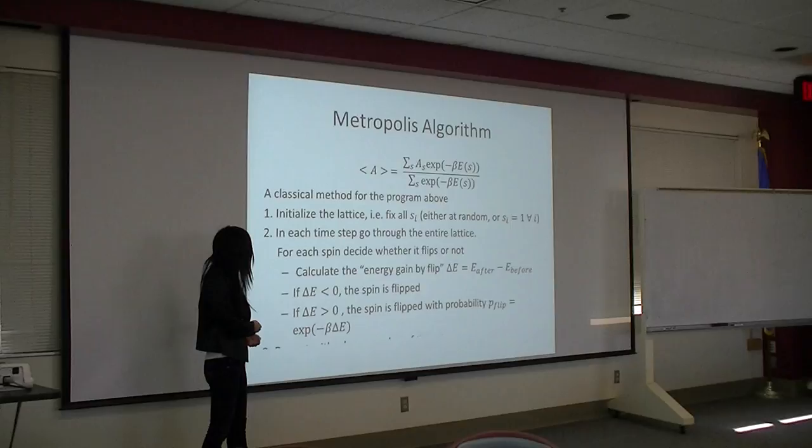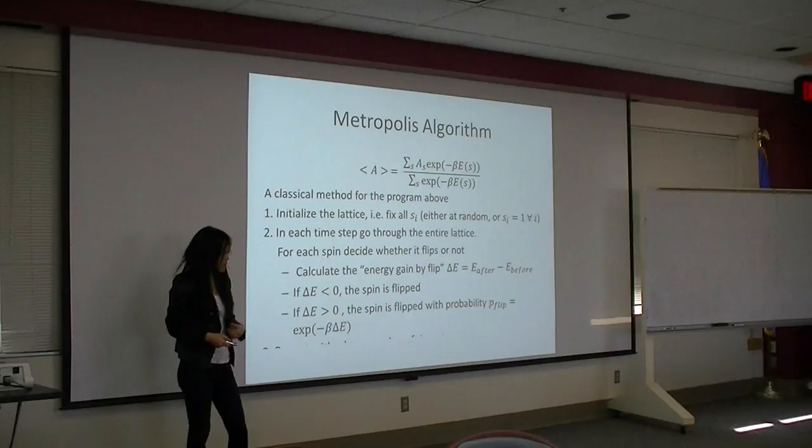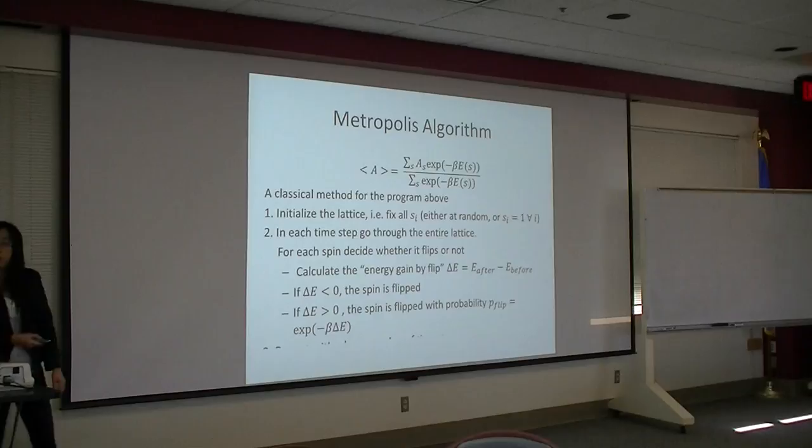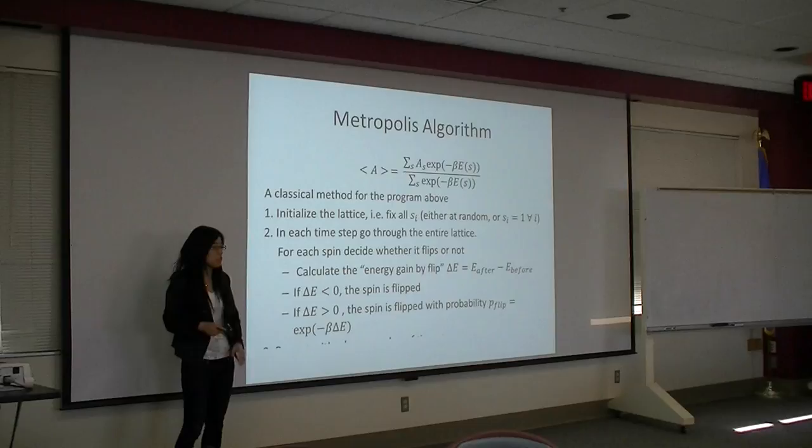This part corresponds to the normalized Boltzmann factor. And the last step is we repeat this process iteratively until we get a stable energy of the system.